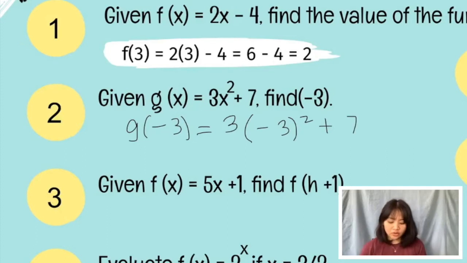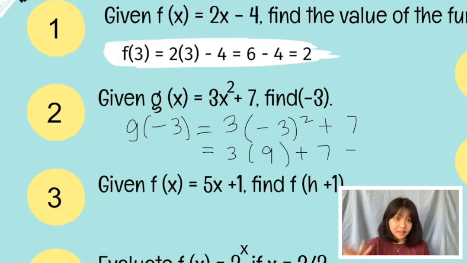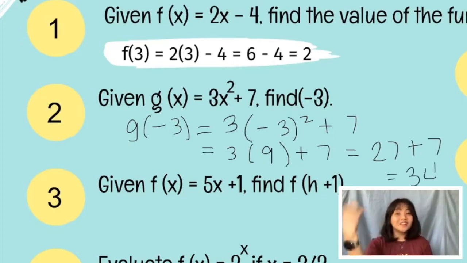Following the correct order of operations, edi uunahin mo si square. So, negative 3 squared. That means negative 3 times negative 3, which is equivalent to positive 9. That is going to be equal to 3 times 9, which is 27, plus 7, which is 34. So, the correct answer for number 2 is 34. Okay. Sige, so next tayo.